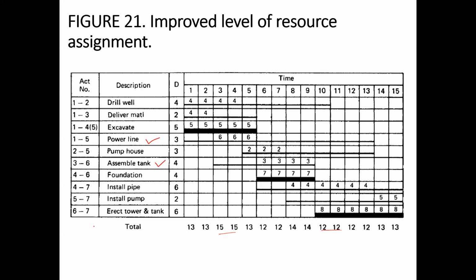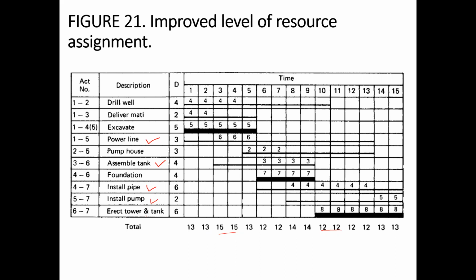So the second change was done in the assembled tank. It was delayed by 3 weeks, and another change was done in the install pipe. Install pipe was also changed by 2 weeks, and install pump was changed by 1, 2, 3, 4, 5, 6 weeks. So some of the activities were started late, and by doing these changes, we have reduced this fluctuation. So now we can see 13, 13, 15, 15. So these changes have been done.